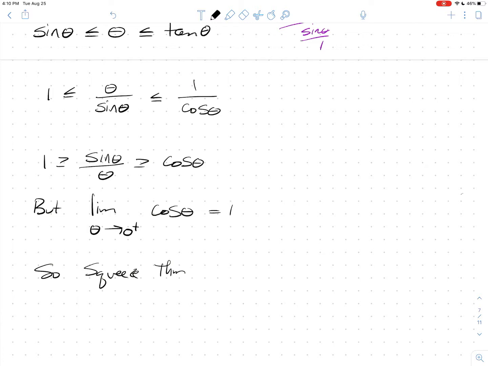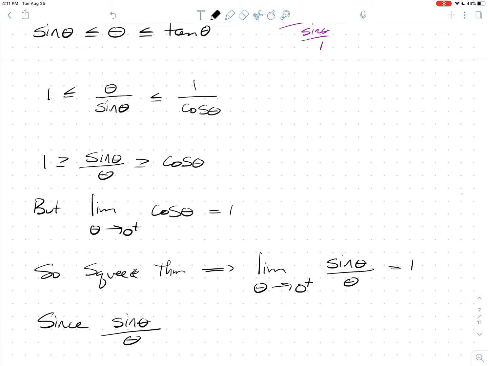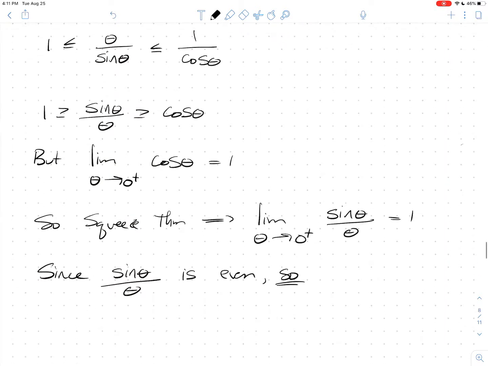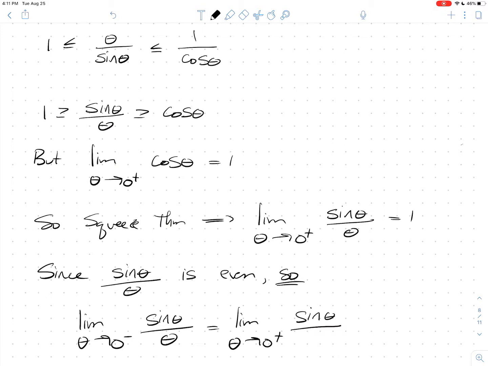And so the squeeze theorem tells me that the limit, technically for now, as theta goes to 0 only from the right, of sine theta over theta is in fact 1. But it turns out we can actually use the fact that sine theta over theta is even. And so that means that the limit as theta goes to 0 from the left of sine theta over theta is going to be exactly the same as the limit as theta goes to 0 from the right of sine theta over theta. And both of these are just 1.